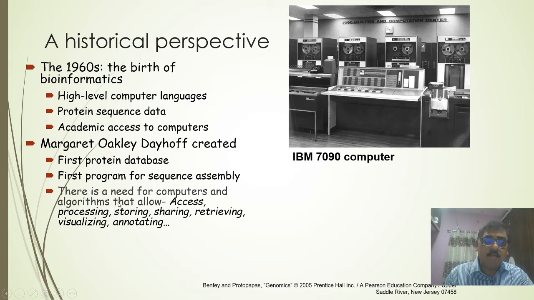Meaning for bioinformatics, there is a need for computers. For what purpose? For algorithms that allow the assaying, processing, storing, sharing, retrieving, visualizing, and annotating of the data. So the important thing in the history of bioinformatics is the development of computers.